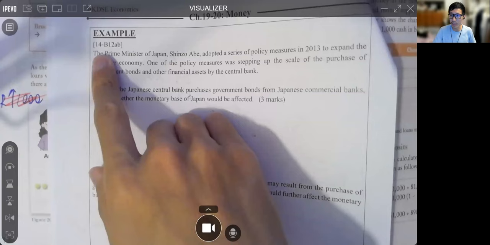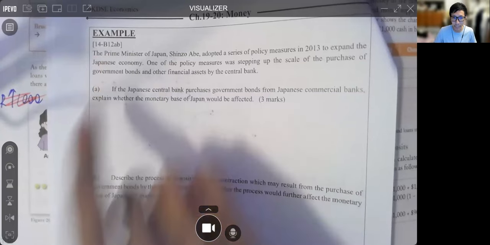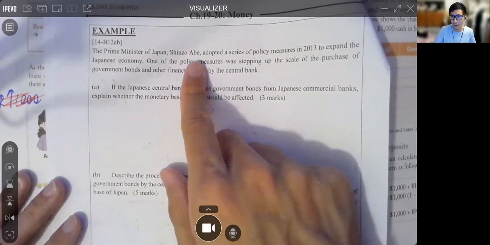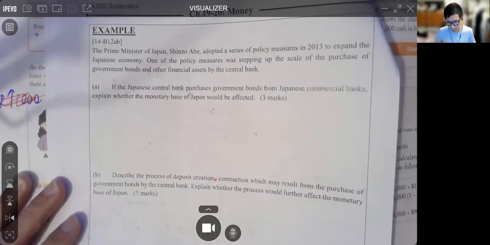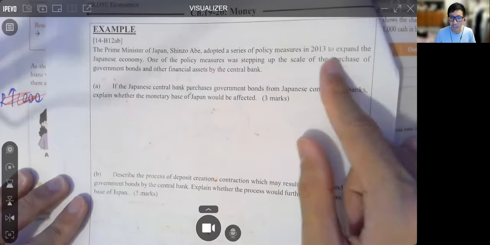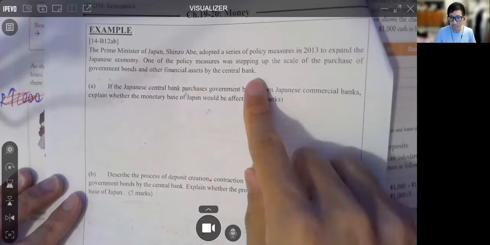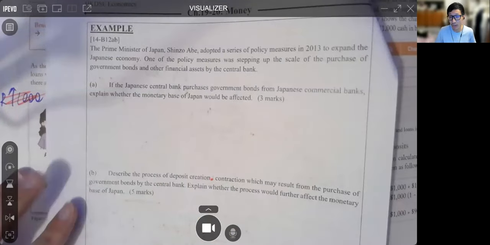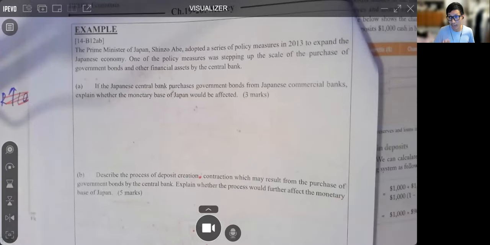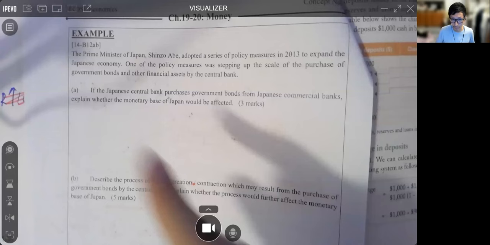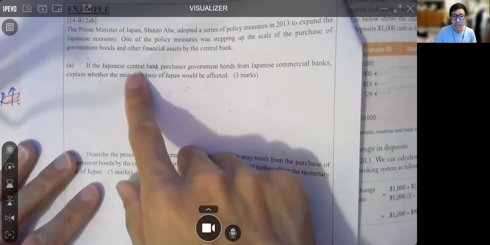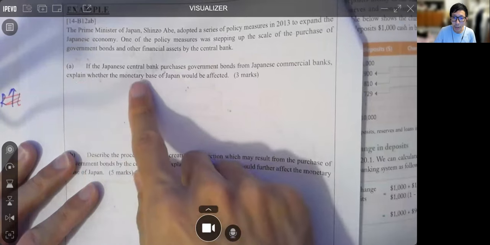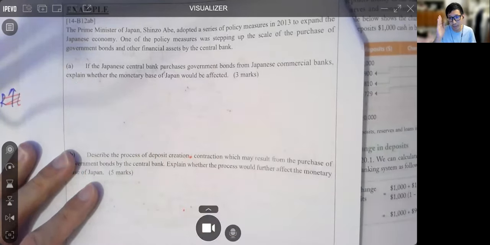好吧, 我們看看啦, 2014, OK? Section B, Question 12, Part A and Part B, OK? Shinzo Abe, 這個是安培晉三, OK? The one being assassinated, unfortunately, right? Adopted a series of policy measures to expand the Japanese economy, okay? One of the policy was to step up the scale of purchase of government bonds and other financial assets by the central bank. 原來是當年他說做很多財政政策, okay? 不是財政政策, 貨幣政策, okay? The purchase of government bonds. 好了,不要理了。 If the Japanese central bank purchased government bonds from Japanese commercial banks, explain whether the monetary base of Japan would be affected. OK, 這條我們是未做到的, OK?